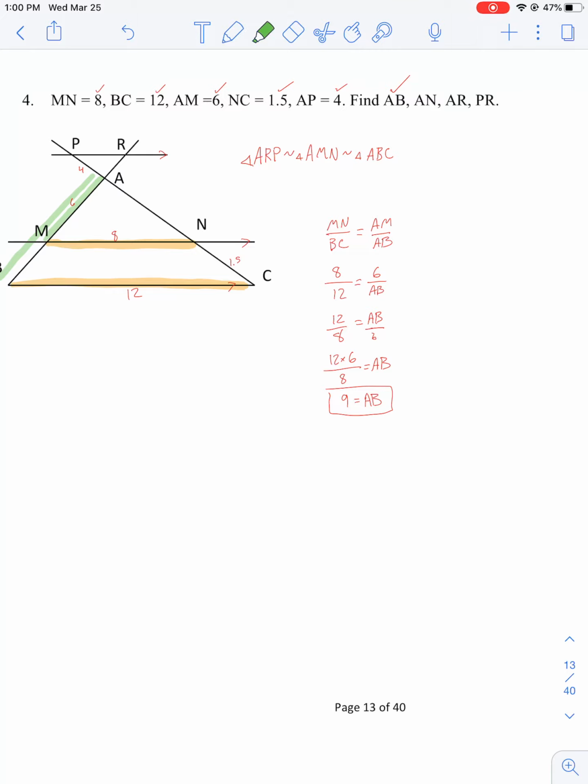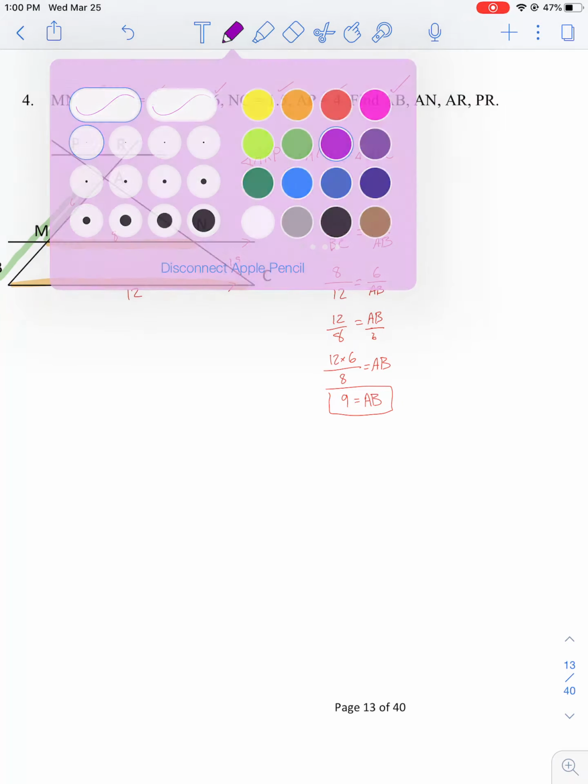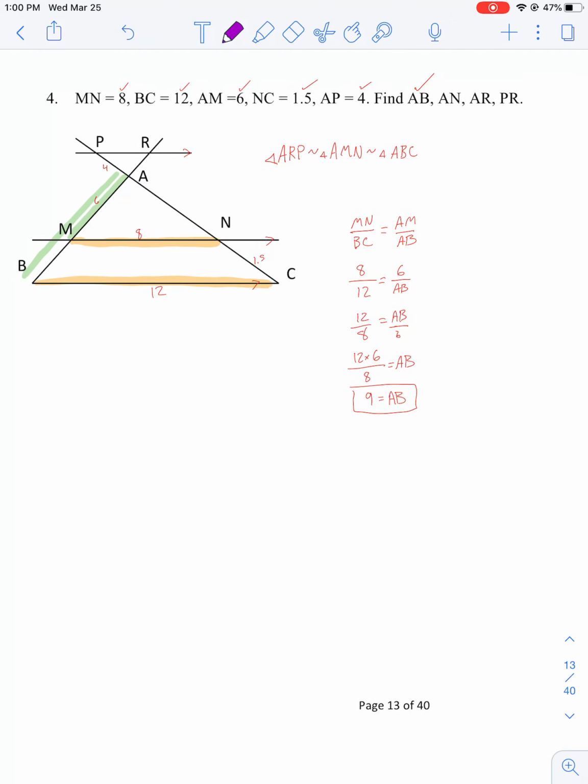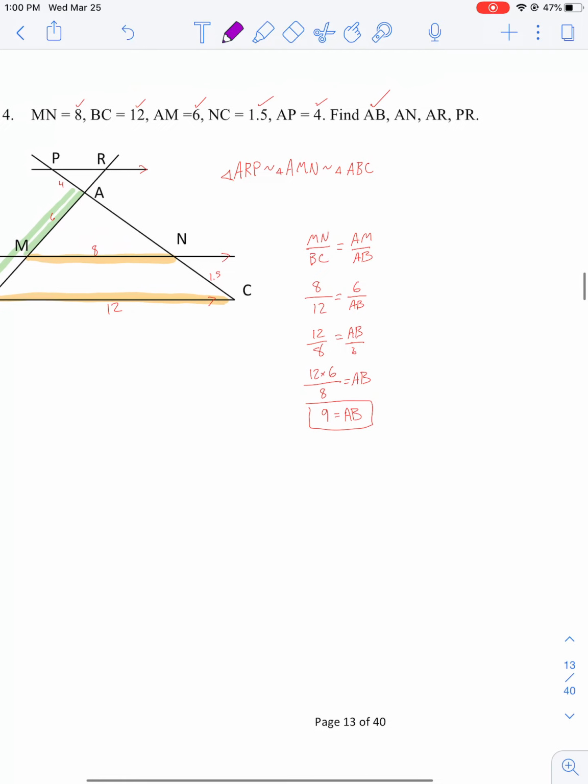Next up, let's take a look at AN. I'll do this one in a different color. So AN is the other side of that triangle. But how are we going to solve that one? So we've got our bases. So let's say MN over BC. That ratio needs to be the same as AN to AC.